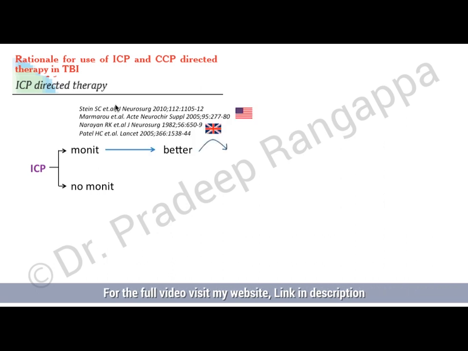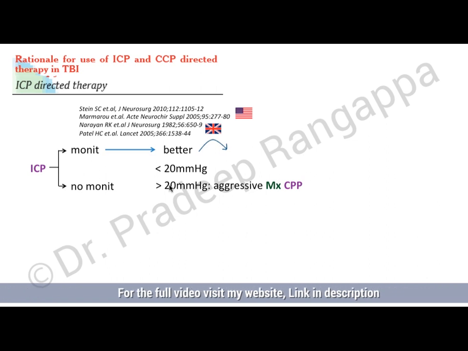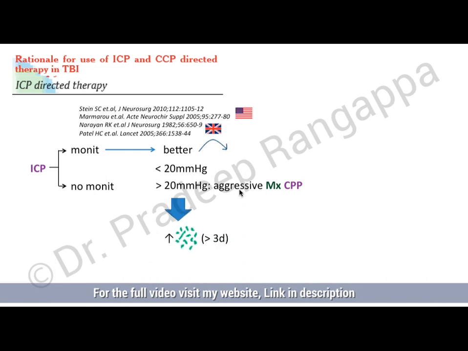So these are some of the studies from US and UK. Some studies have shown that ICP monitoring achieves better outcome. And when we are monitoring ICP, our intent is to maintain ICP less than 20 millimeter mercury, and if ICP is more than 20 millimeter mercury, I think we all know that it has to be brought down and it leads to deleterious effects. So we need to manage effectively to reduce ICP and improve the CPP.